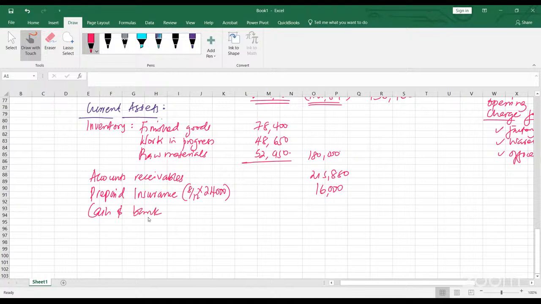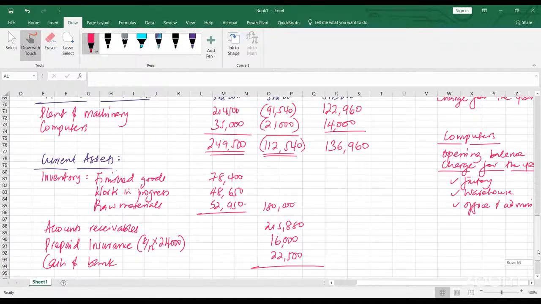Cash and bank, that is also a current asset. So how much is the cash and bank? Susan, how much? 22,500. Okay. Those are the only current assets which we have.